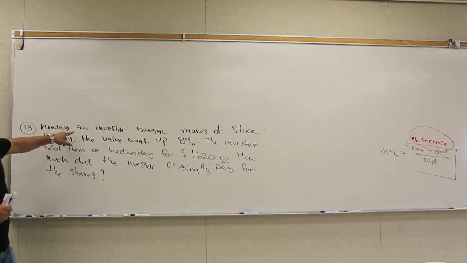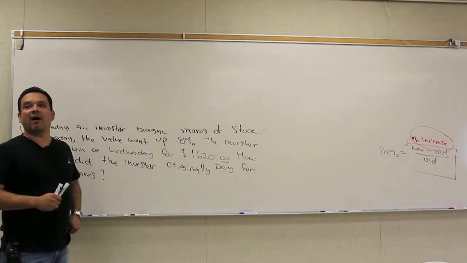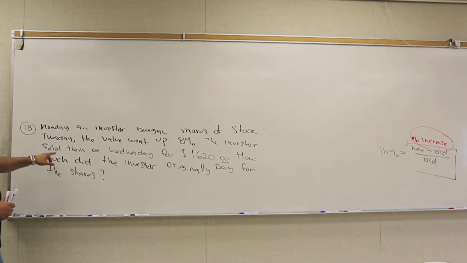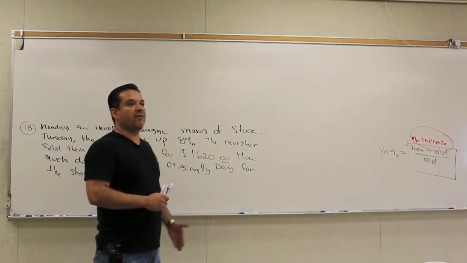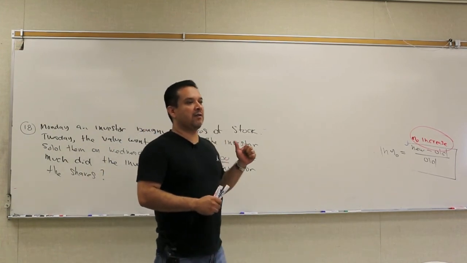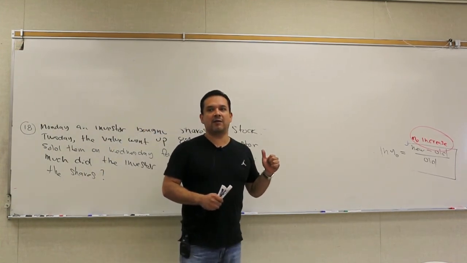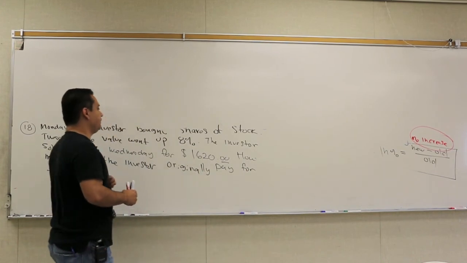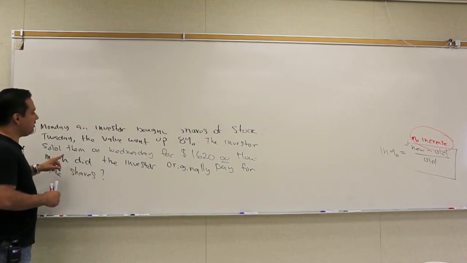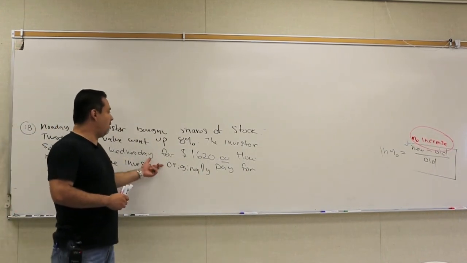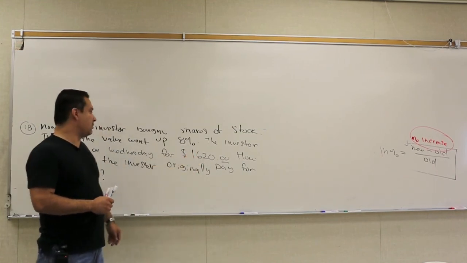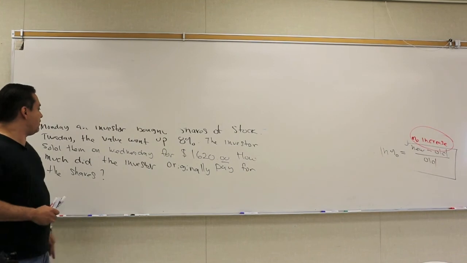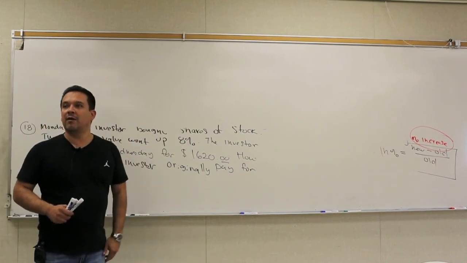On Monday, an investor bought what? Shares of stock. Is that right? And on Tuesday, the value went up 8%. So if the value went up, is that an increase or a decrease? An increase. Okay. And then on Wednesday, what did the investor do? He sold it at the higher value of 1,620. And they ask, how much did the investor originally pay for the shares?